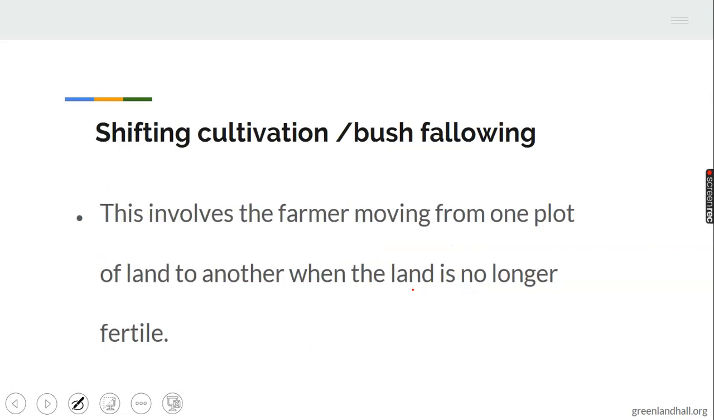Shifting cultivation and bush fallowing is as well another way of maintaining soil fertility. This involves the farmer moving from one plot of land to another. In shifting cultivation, the farmer moves from one plot of land to another when the land is no longer fertile.